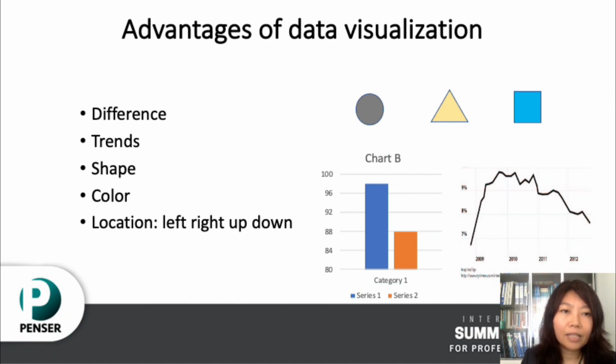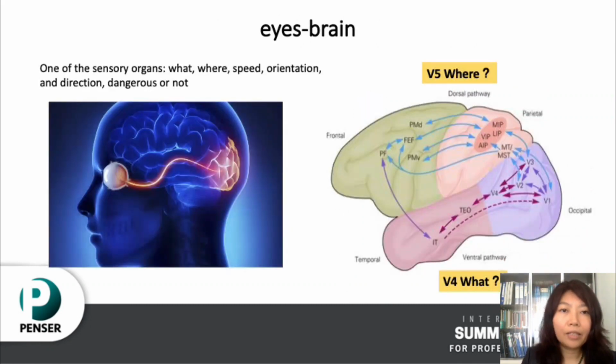So we are good at finding the differences and the trends, and at recognizing the shape, the color, and the location through data visualization, through the figures. And why can we do that, and which area of the brain is mainly in charge of it?